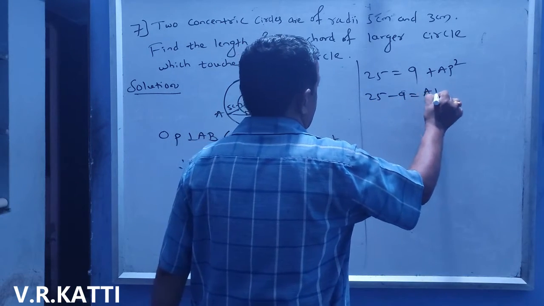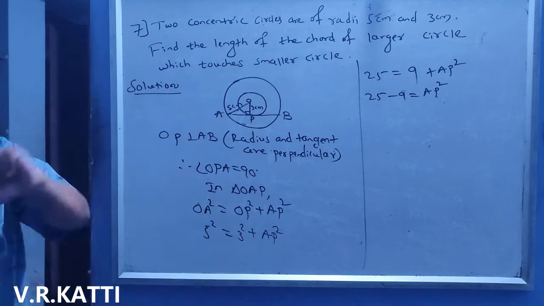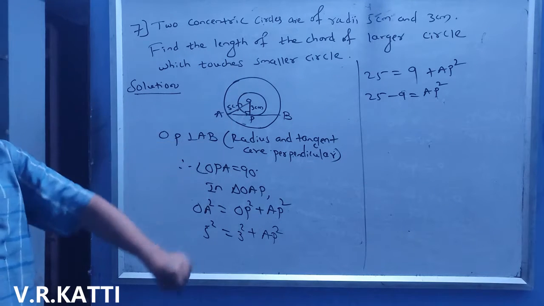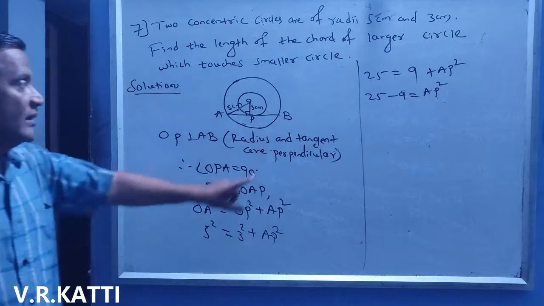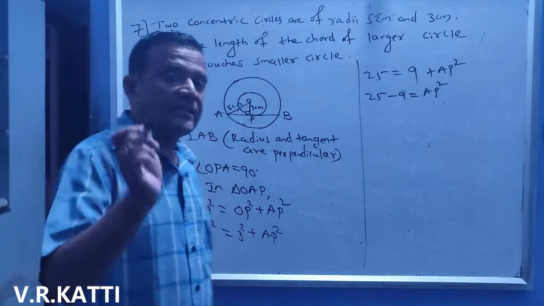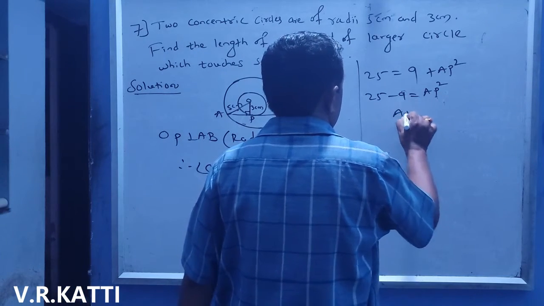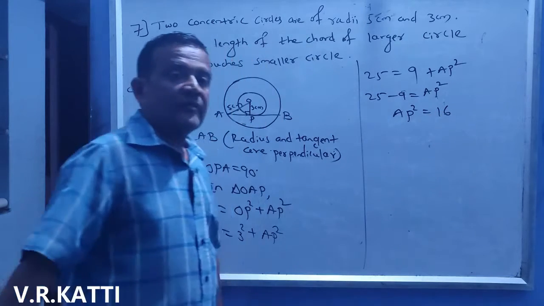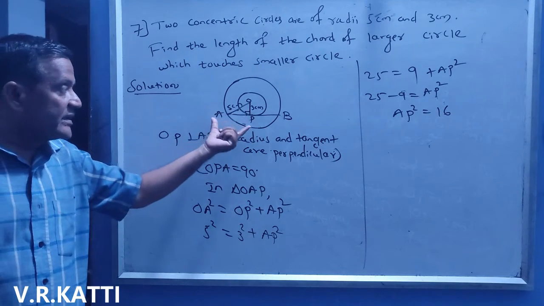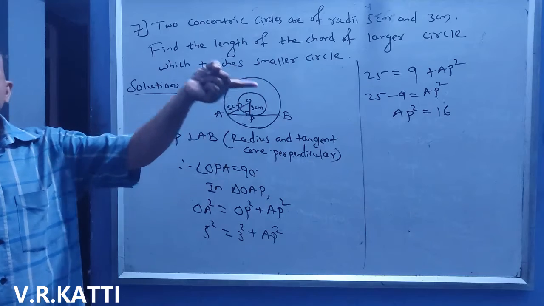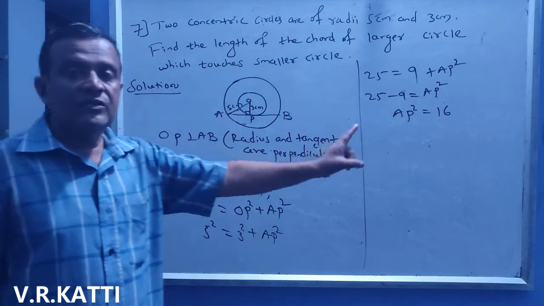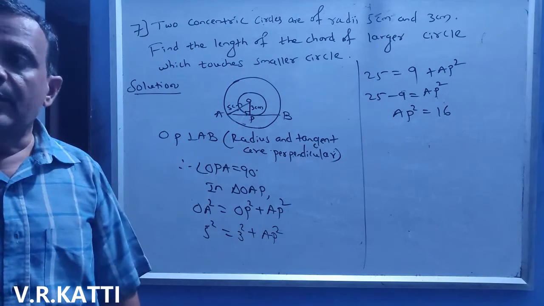25 minus 9 equals AP square. 25 minus 9 is 16. AP square equals 16. Now take away the square; remove the square, then it becomes a square root.